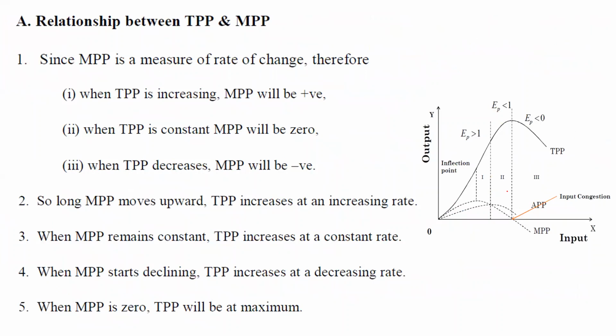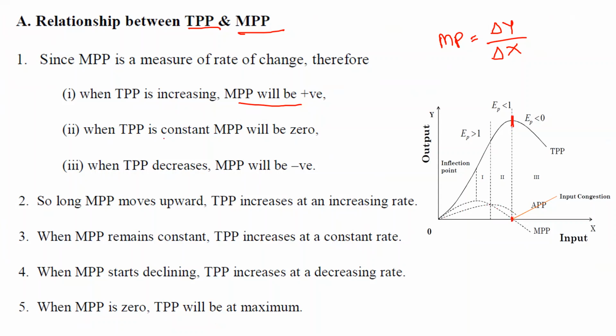Now we will see the relationship between the total physical product and marginal physical product, that is TPP and MPP. Now first, since marginal product is the measure of rate of change, that is marginal product is given by change in output due to change in input, so delta y by delta x, it is the measure of rate of change. So when TPP is increasing, marginal product will be positive. Till here it is increasing, our marginal product is positive till this point.